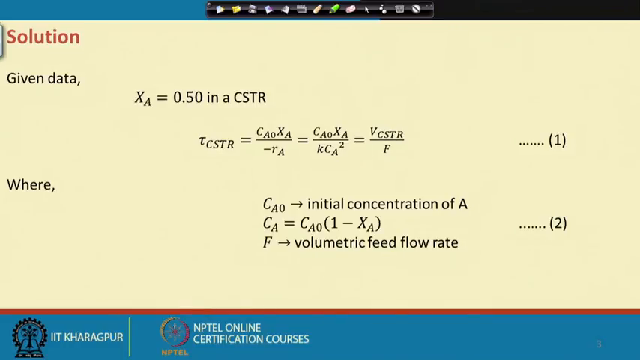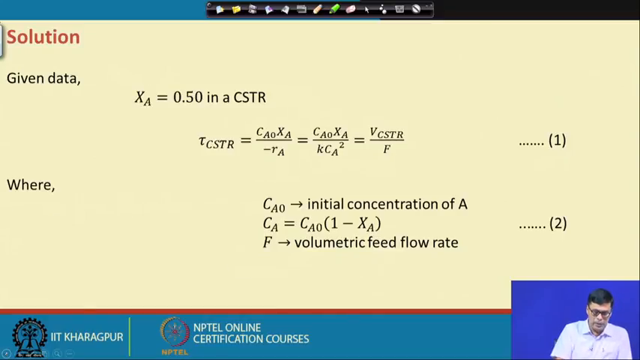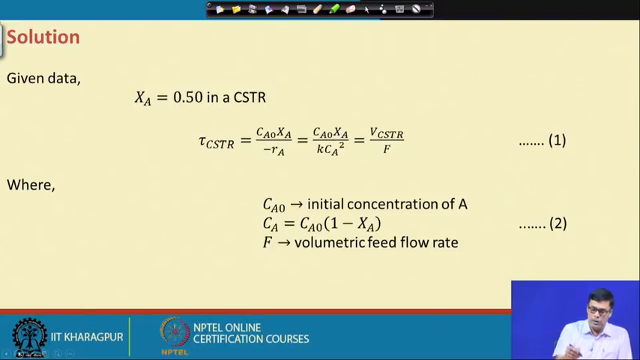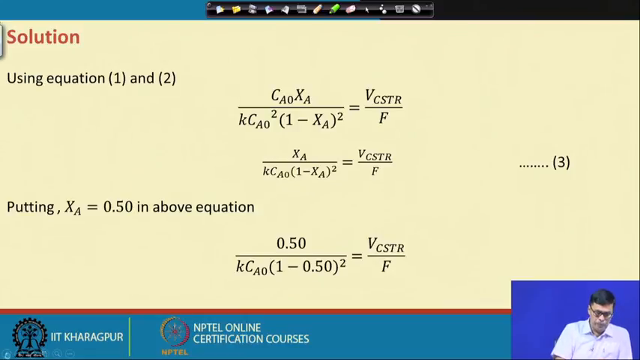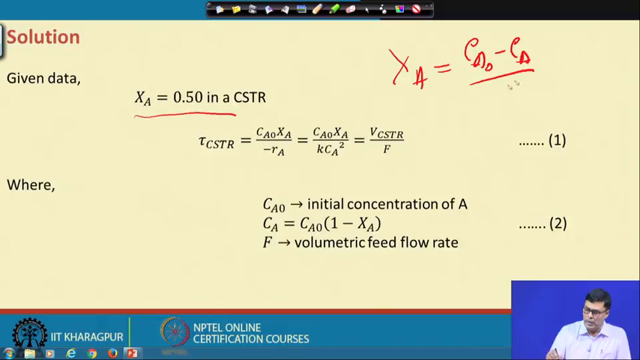So, first, if you look at the problem, what is given? A 50% conversion of substrate, am I right? A 50% conversion of substrate means X_A is 0.5. What is X_A? X_A, I told you previously several times, is (C_A0 minus C_A) by C_A0. This is X_A. So, what is the equation that we have?